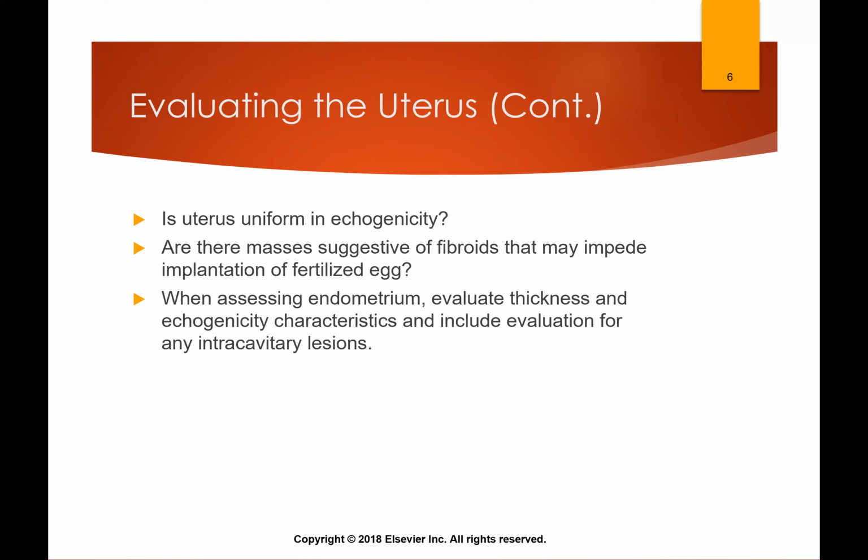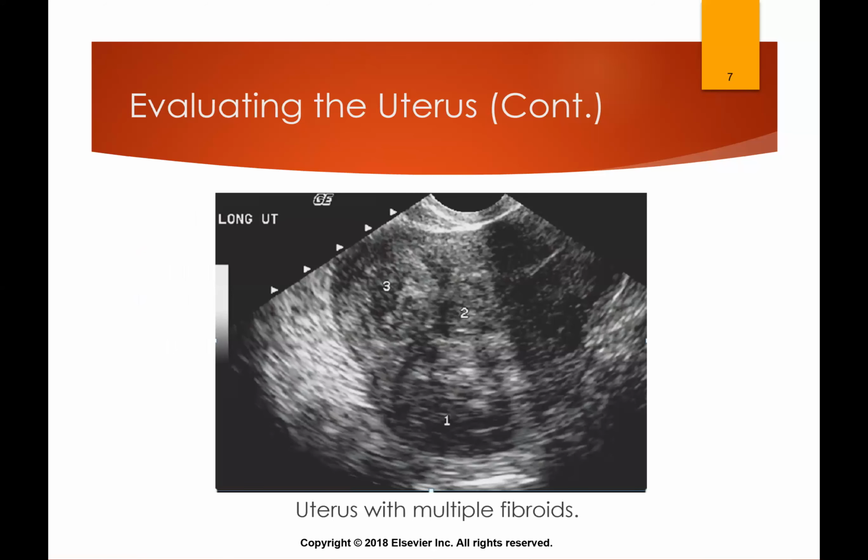Now, what would be an intracavitary lesion? Well, you could have a polyp, and that's a huge thing. That's one of the things that could definitely cause infertility. You could also have a septum. That's another thing that could cause infertility. So these are all things that you need to be thinking about when you're evaluating the uterus for infertility.